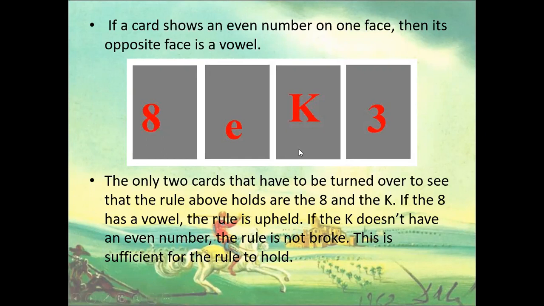Okay. And this would be, if a card shows an even number, then its opposite side is a vowel. I do not have a vowel. I have a consonant, K. Therefore, the opposite side cannot be an even number. Okay. So that would be the application of the first little logical argument. And this would be the application of the second little logical argument.